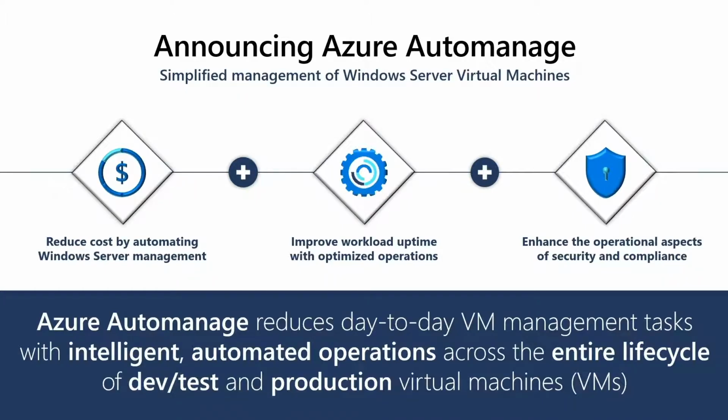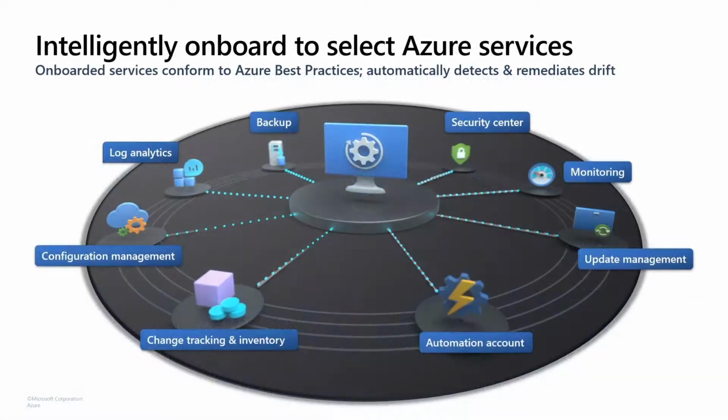So the first feature under Azure Auto Manage is Azure Virtual Machine Best Practices. The goal of this service is to intelligently onboard you to a set of services that combined is the Azure Best Practice for running a VM. As a public preview, we're onboarding you to 12 or 13 different services. By the time we're done at general availability, that should be up at around 21 different services. Obviously, if your machine drifts from that state, we'll automatically remediate it.